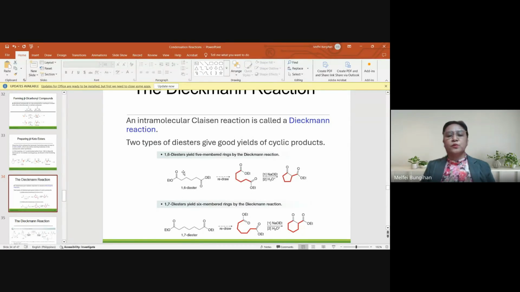So we have here your 1,6 diester. If you redraw it in such a way that your alpha carbon is in proximity to your carbonyl, you form your beta keto ester. For 1,6 diesters, of course, you form a 5-membered ring. For 1,7 diesters, you form a 6-membered ring. If you have a 1,8 diester, of course, you will have your 7-membered ring.